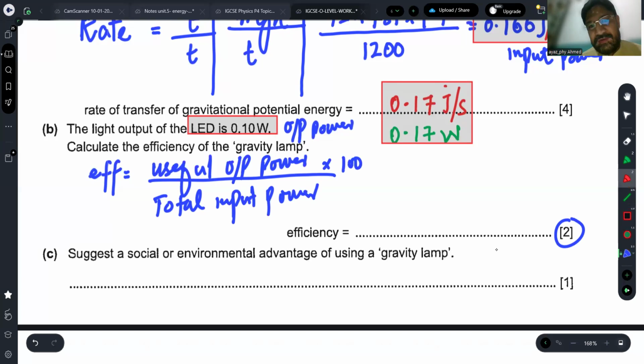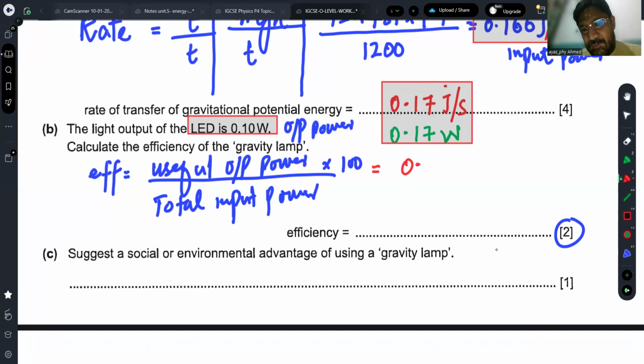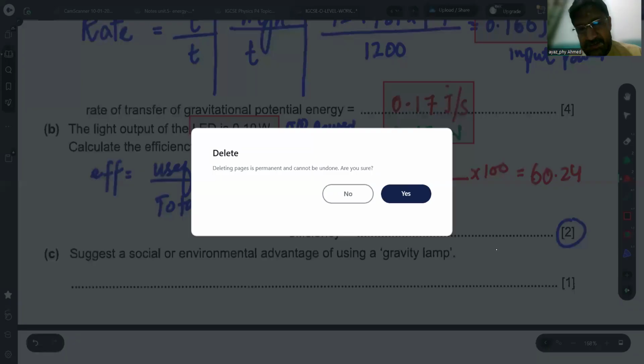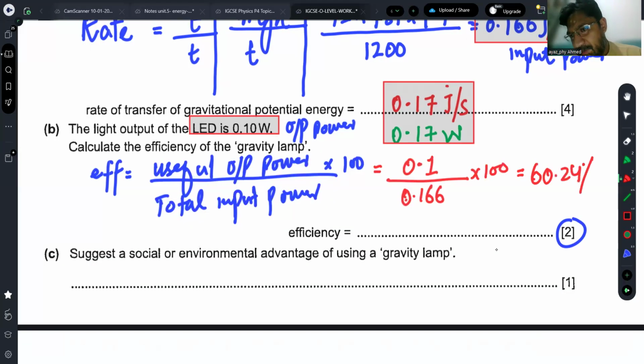So what will you do? Useful output power is 0.1 watt, and input power is 0.166, times 100. Let me calculate that. 0.10 divided by 0.166 times 100 is 60.24. So you are getting 60.24%, because here again there is no unit. You will write just percentage. So your answer is 60%.